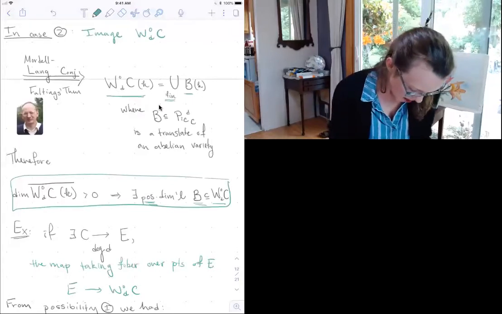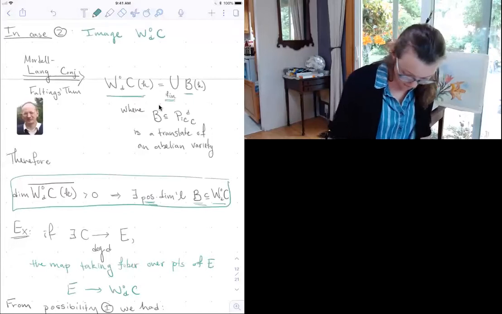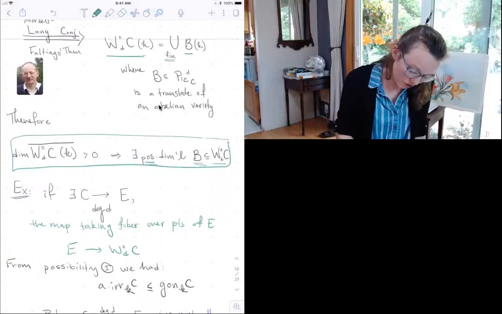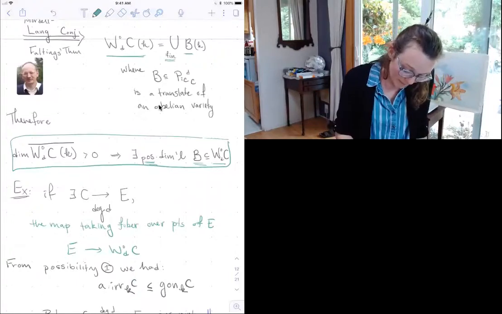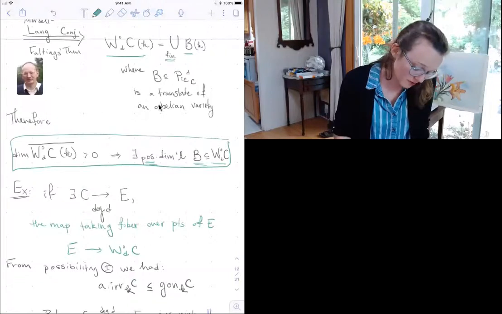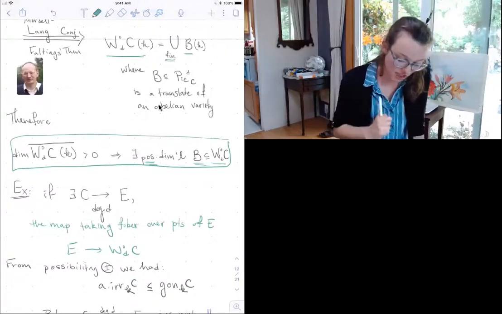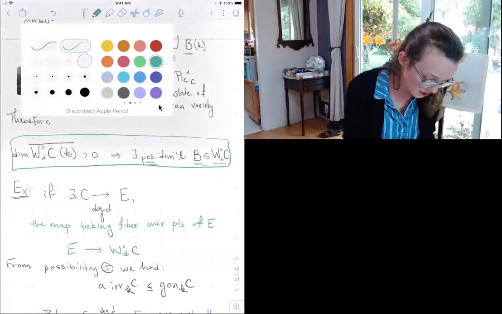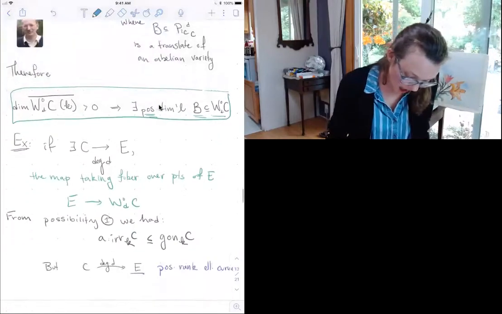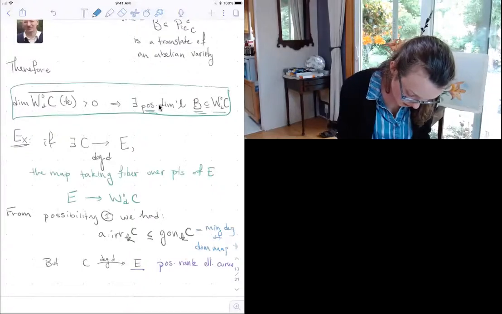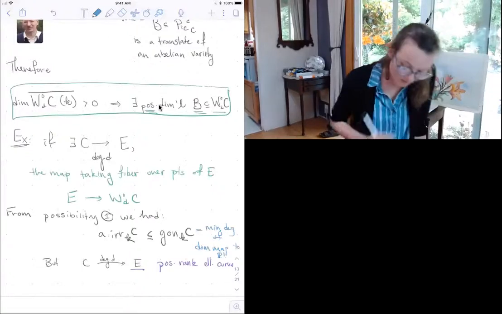Okay, so from possibility 1, we saw that the arithmetic degree of irrationality is at most this geometric measure of irrationality of the curve, which is the gonality. So I've already said this, but let me just remind you, this is the minimum degree of a dominant map to P1.